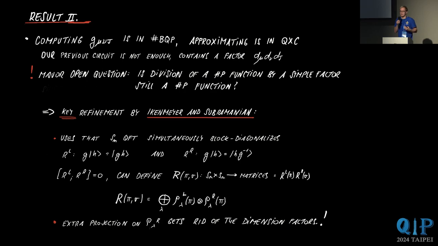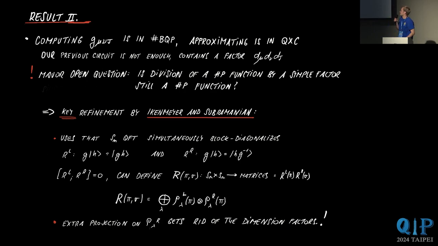even if I give you a SharpP function, and I promise you that it will always evaluate to something that's even, and I divide it out by a small factor like 2, it is not at all clear that it's still SharpP. So we usually have to really get rid of these dimension factors in order to place the Kronecker coefficient inside of SharpBQP. And this is exactly what Christian Ikenmeyer and Sathyawageeswar Subramanian managed to do.